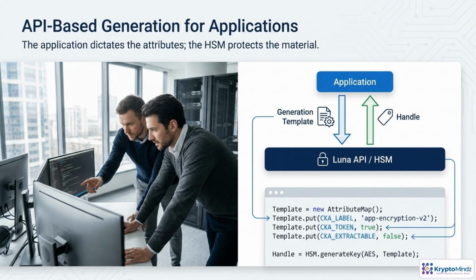From the application's perspective, it's really just sending a recipe, not the key material itself. Your code logs in, builds an attribute template, then calls the HSM to generate either a symmetric key or an asymmetric key pair. Those attributes define what the key can do, where it lives, and whether it's ever extractable. The HSM returns only a handle, while it securely stores, protects, and enforces policy over that key for its entire lifecycle.